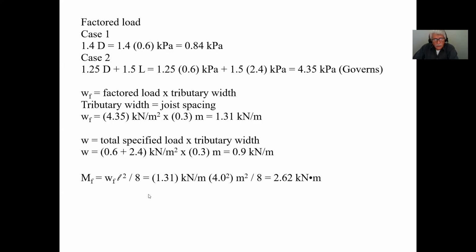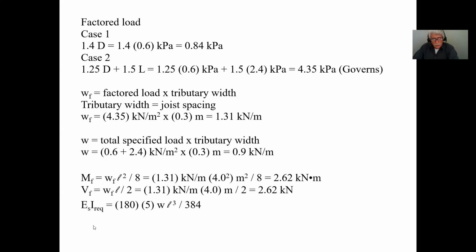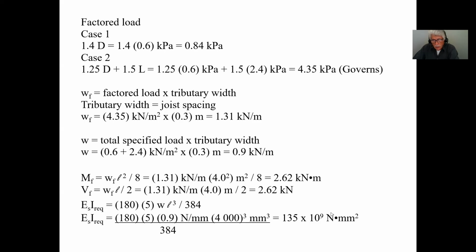And I get my moment, MF. And then after that, I have VF, which is WFL over 2. I get my VF value. And of course, I want to calculate the stiffness required for the joist, and that's what I was telling you. L over 180 is the delta required for that, and therefore this becomes L cubed, and this ends up being 135 times 10 to the 9th Newton millimeter squared.